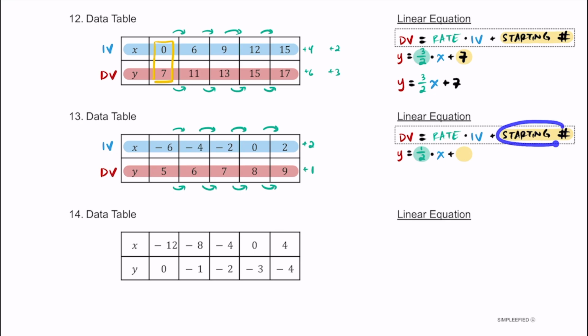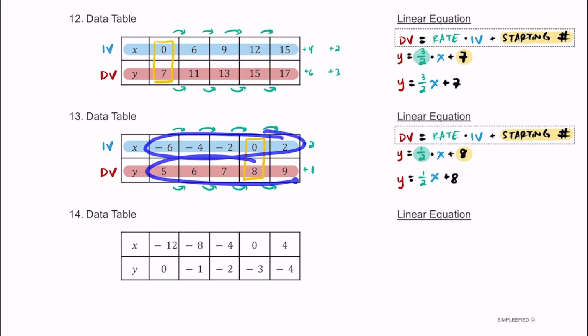And then for our starting number, let's see if we can find somewhere where x is 0. I'm noticing here x is 0, and when that happens, y is 8. So we're going to go ahead and put an 8 over here for our starting number. So our linear equation is y is equal to, and it's going to be half of whatever x is, so 1/2 x, and then +8 afterwards. Okay, so looks like what that equation means is if you take half of all these x values and then you add 8 to them, we will get all of these y values.